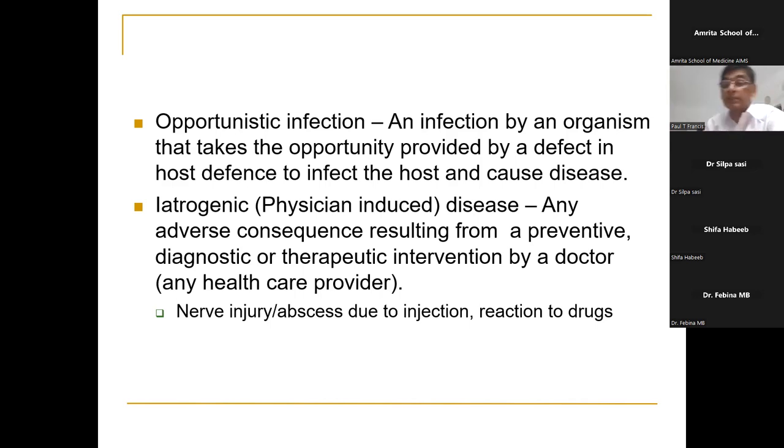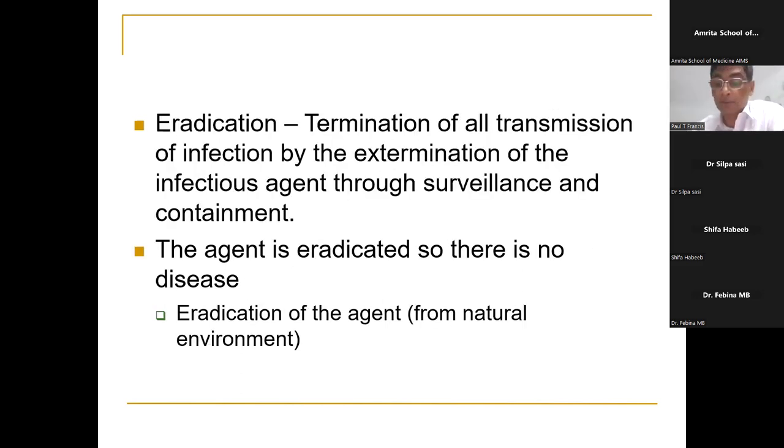Then reaction to drugs. Sometimes you can't help it, but sometimes you make a mistake by giving the wrong drug or the wrong injection or the wrong route. In such instances, it will be a tragedy. So we have to be careful about that.